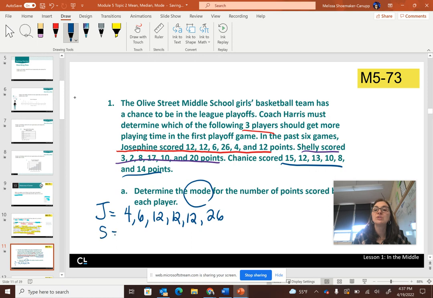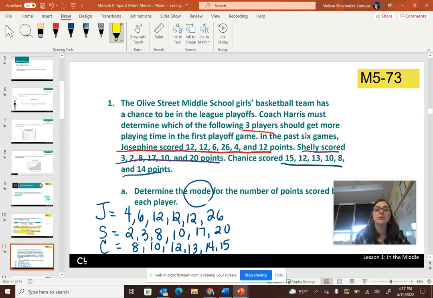Now I'm going to do the same thing with Shelly. I see a 2, a 3, an 8, a 10, a 17, and a 20. And then I have Shanice. Let's see, 8, 12, 13. Ooh, I missed 10. Oh boy. 8, 10, 12, 13, 14, and 15.